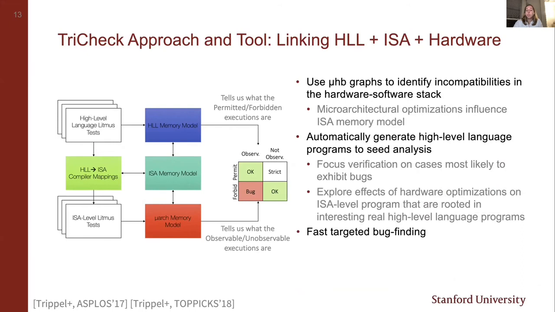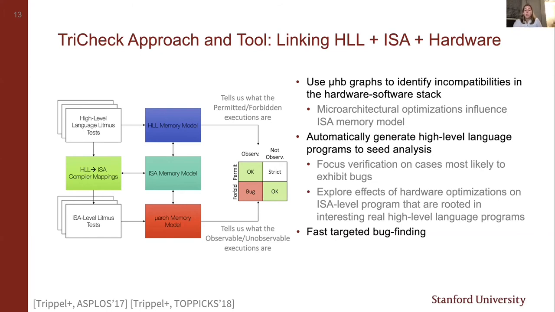One way in which I've used MuHB graphs in my work is to verify that a given high-level language memory model, ISA memory model, compiler mappings from the high-level language memory model primitives to the ISA memory model primitives, and finally hardware implementation of the ISA all align on memory model requirements. In particular, we wanted to provide hardware designers with a tool to conduct early-stage analysis of their proposed designs with respect to high-level language programs that they intend to support. The goal is to catch hardware incompatibility bugs early in the design process.